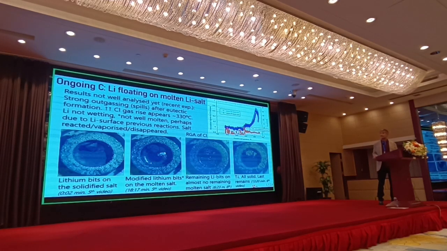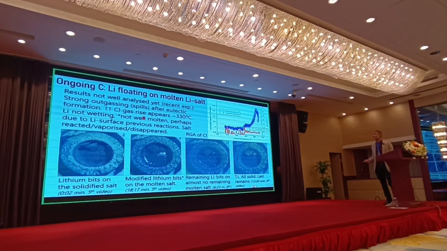This is very recent, 15 days, and the only result that we can say is that strong gassing spills were produced. Here you can see the result of the spills after the creation of the eutectic. Chlorine gas appeared here after 330 degrees centigrade. And lithium was not wetting and not well molten on the molten salt. Here is solid, the molten salt, here is liquid.